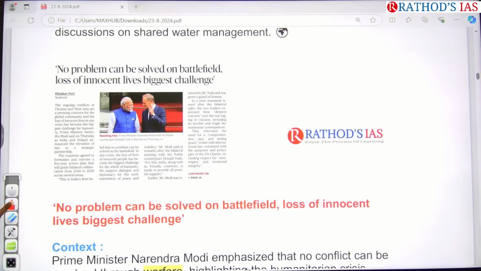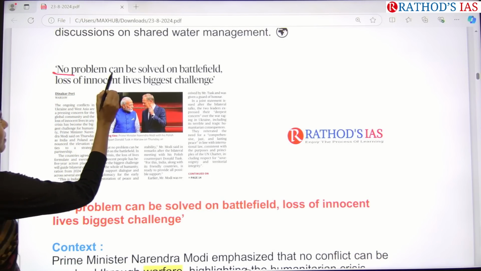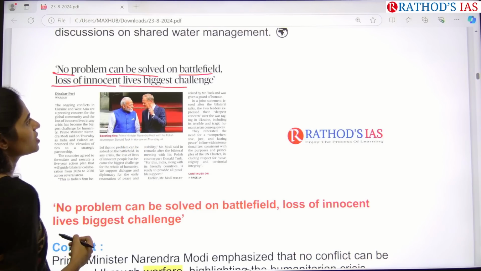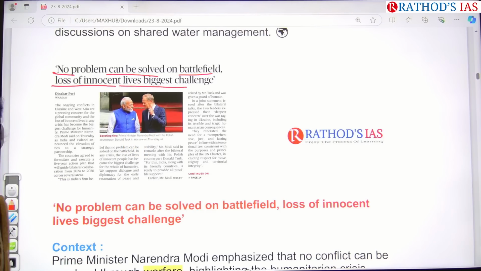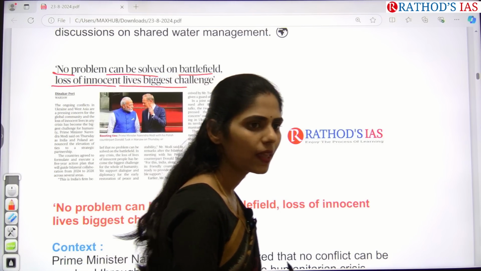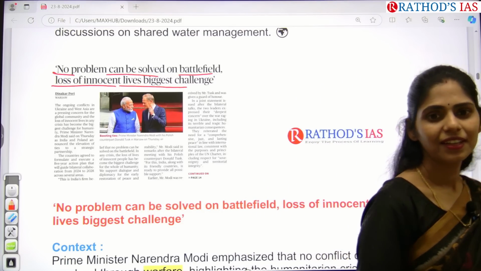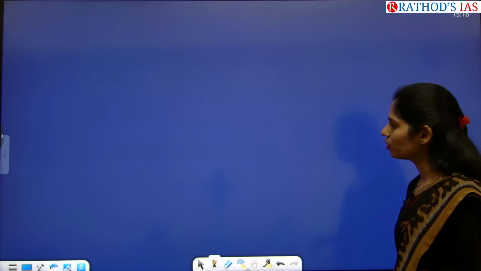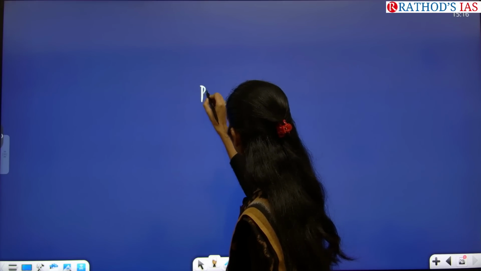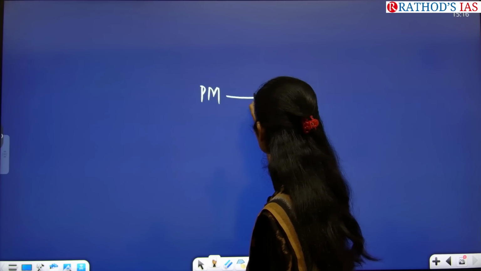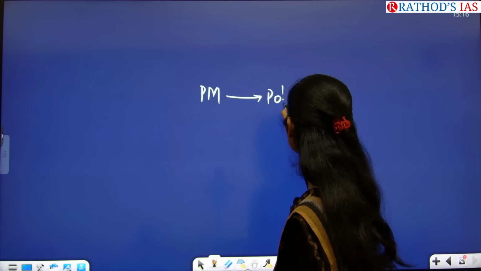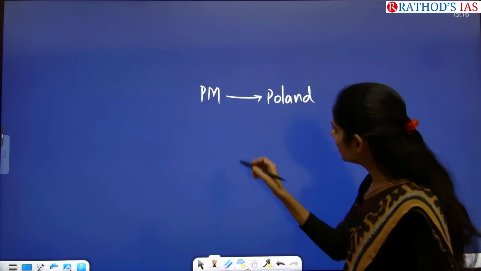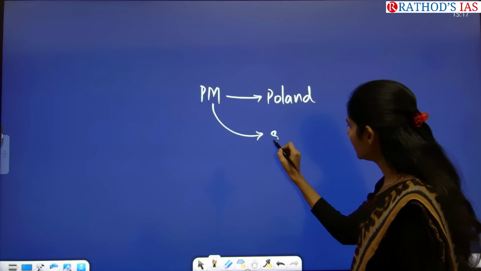And take this article: no problem can be solved on the battlefield, loss of innocent lives is the biggest challenge. So what might this article be talking about? You know that our Prime Minister is on a visit to which country? Yes, the Prime Minister's visit to Poland. So in this visit, our Prime Minister made a statement.